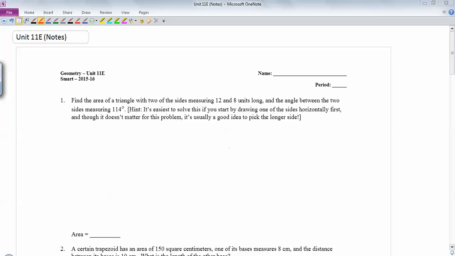Now, there's a hint here that says take one of the two sides you know and draw it horizontally. Typically speaking, I found that starting with the bigger side tends to be more useful for a lot of problems. So I'm going to take the 12, the longer side that I know, and draw it horizontally. So this is 12. And then the 8 is connected to it, and there's a 114 degree angle between them. So it'll be obtuse, sticking out like that, 114 degrees right there.